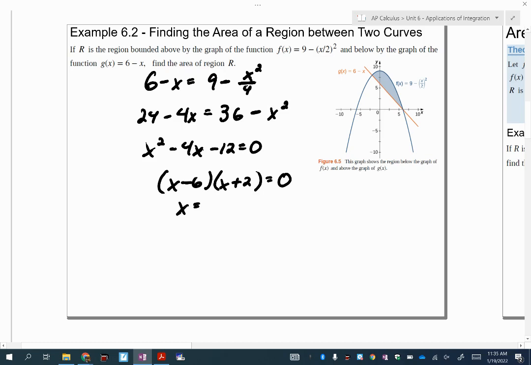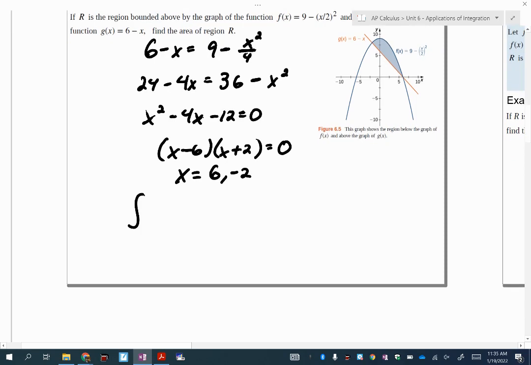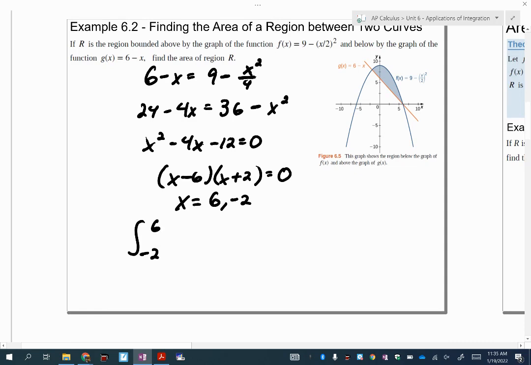So my limits of integration, or where these intersect, are going to be 6 and negative 2. And you can kind of eyeball it there in the sketch. So I need to find the integral from negative 2 to 6 of, and I'm going to do my subtraction again, the x squared, I should write negative x squared over 4 plus 9 minus 6 minus x.